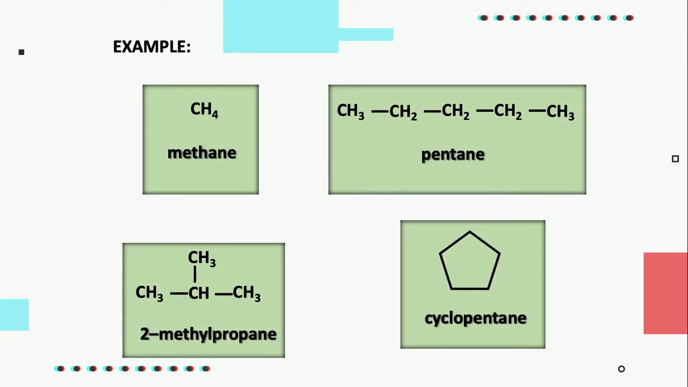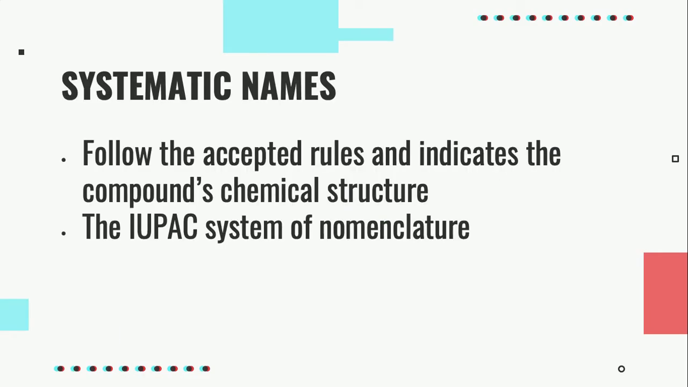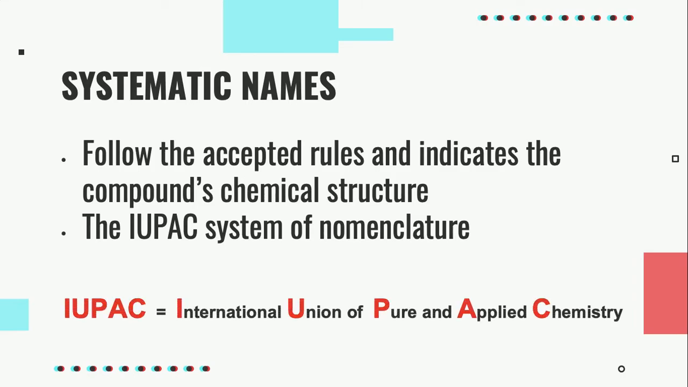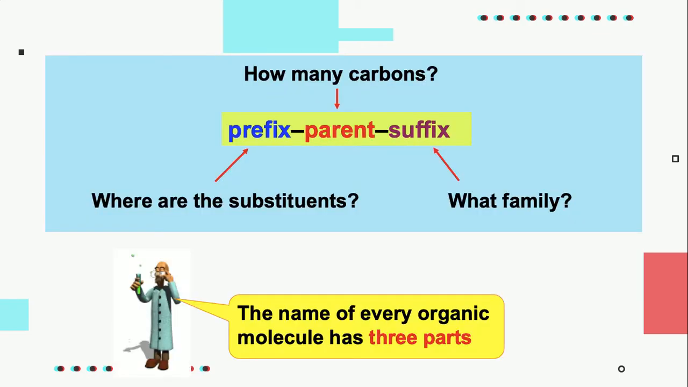These are the examples of alkane structures. The systematic names of organic compounds follow the accepted rules and indicate the compound's chemical structure. It is the IUPAC system of nomenclature. IUPAC stands for International Union of Pure and Applied Chemistry. According to IUPAC, the name of every organic molecule has 3 parts.